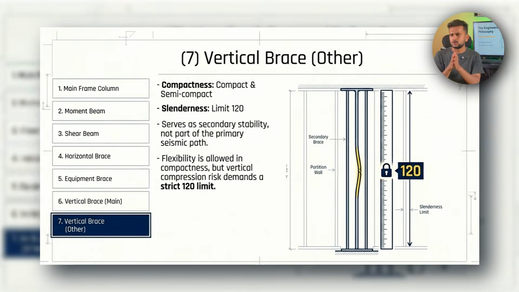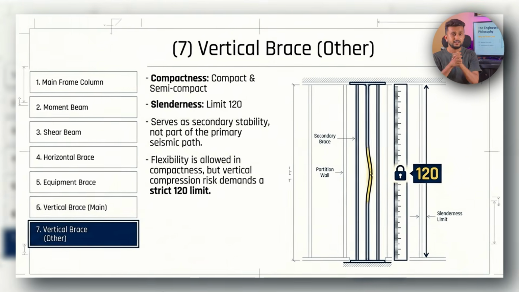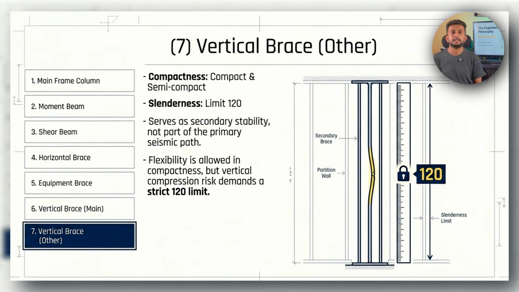Next is vertical braces. So it can be semi-compact or compact. Here the slenderness limit is 120. See, these are secondary braces, not part of the critical seismic path. So we allow a little bit more flexibility in compactness, but slenderness stays at 120 because all vertical braces face compression risk, and we cannot afford buckling there regardless of criticality.